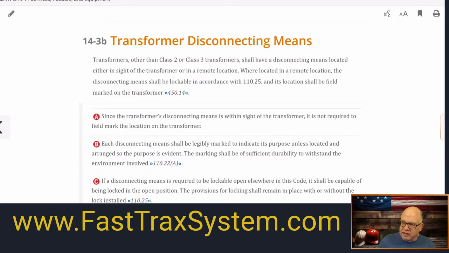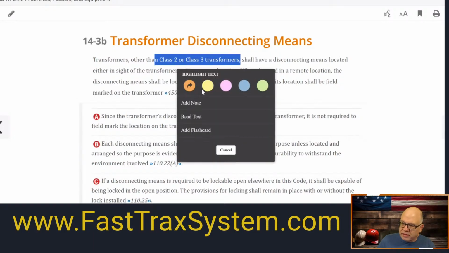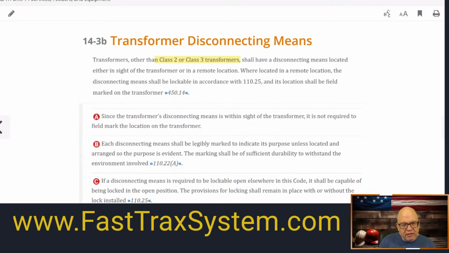So let's talk disconnecting means for transformers. All right, so we're talking transformers other than class 2 and class 3 transformers. What you're going to see is, like, a class 2 is going to be a doorbell transformer. I don't think we need to worry about a disconnecting means for that. We have the protection on the primary side, all the way up to the breaker that's supplying that circuit. Okay, so that's not an issue.